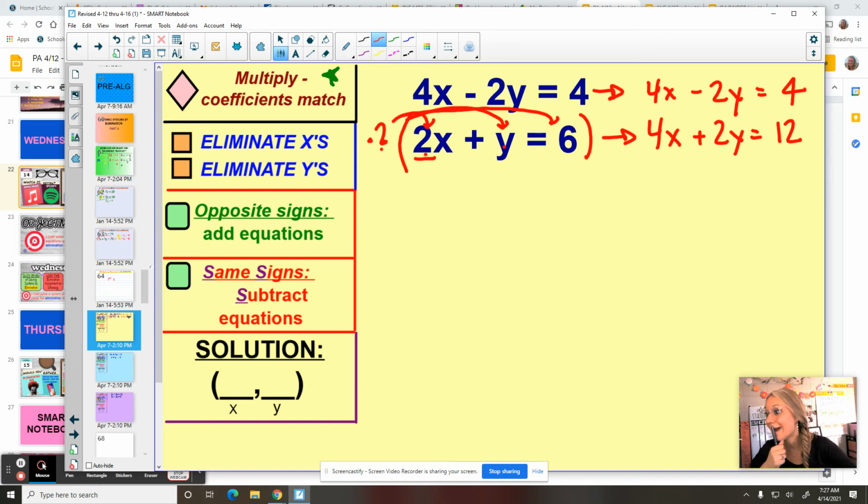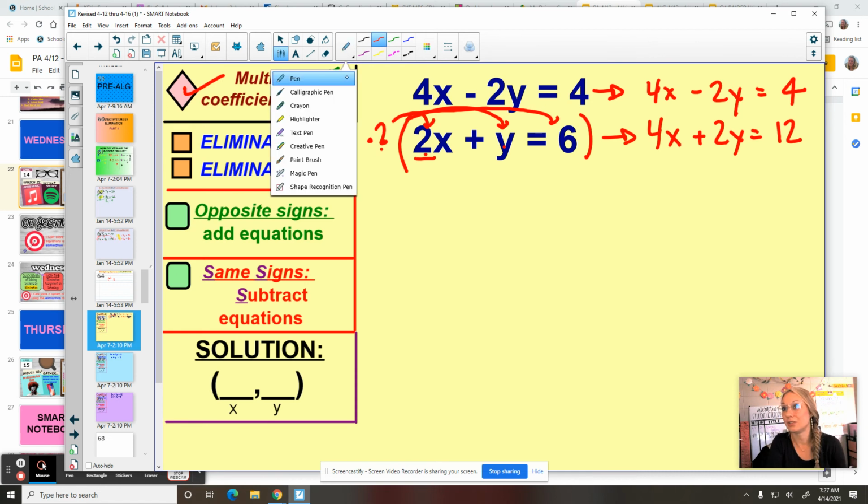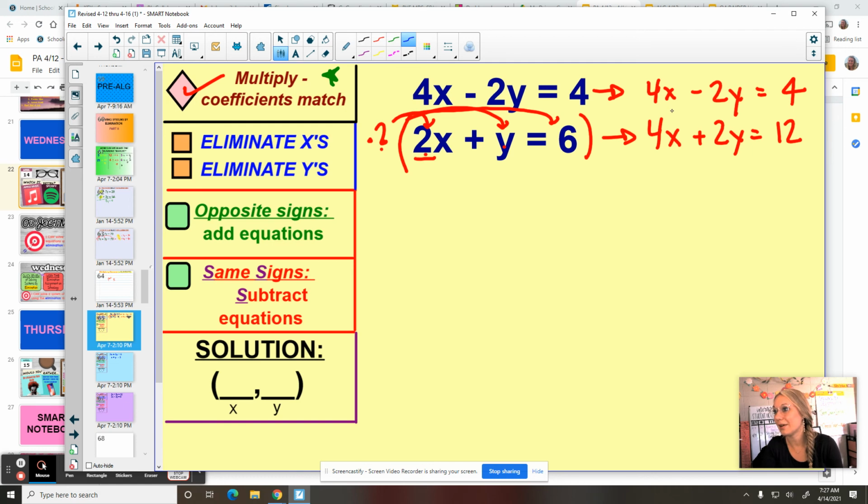Okay, now here's what you've got. Well, first of all, check. That's done. This actually worked out kind of cool. You could either eliminate your x's because you have 4x and 4x, or you can eliminate your y's because you've got minus 2y plus 2y. It doesn't matter, they match. Let's say I'm going to eliminate my y's.